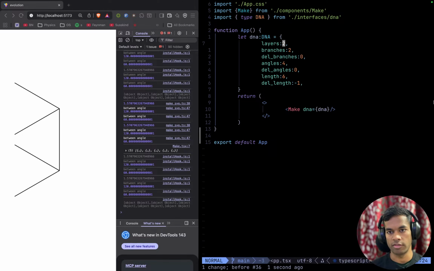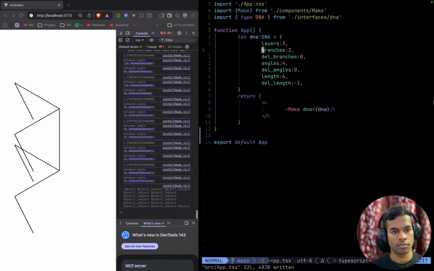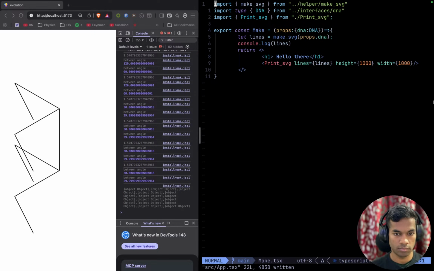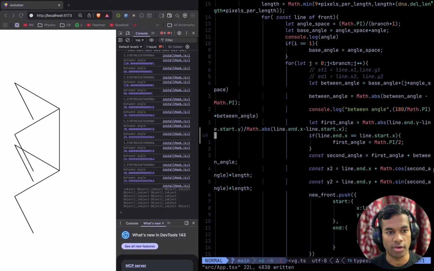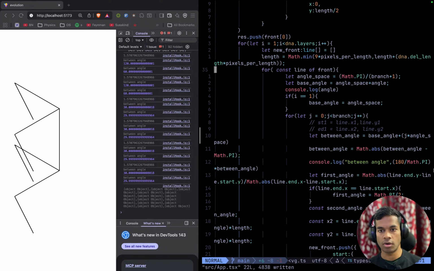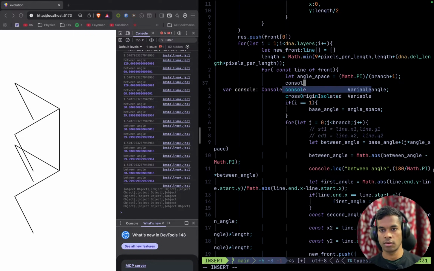no, not the branches, but the layer, one line is at angle 30 degree and one is at an angle 29. Okay, that is why we cannot see them. Why is that? Because angle space is not too much.